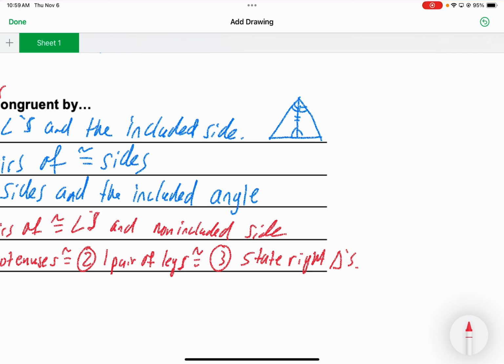3 minutes? State right triangles. That was not necessary. This worksheet that I'm giving you guys, I want you to do this real quick, right now. All right, there's no proofs on this. It's just whether you can prove them congruent by side, angle, side, side, side, side, whatever. Do this real quick.